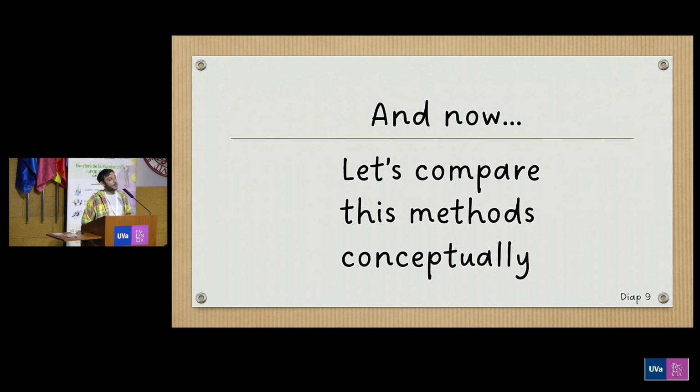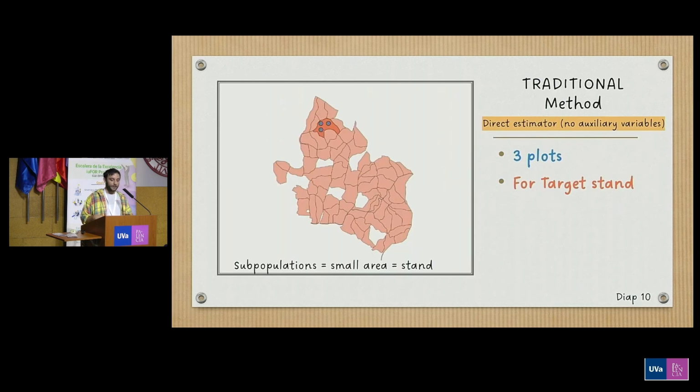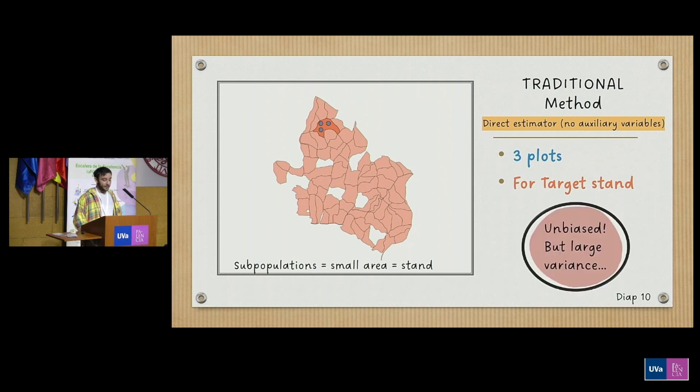Let's compare these methods conceptually. The traditional method is the direct estimation, in which we want to get estimates for the target stand, the darker one, and we have, for instance, 3 plots within the stand. So we're going to get an estimation that is unbiased but has a large variance. It's unbiased because we are using data from within the plot, but also because we can control the sampling design. And it has a large variance because we only have data from 3 plots.